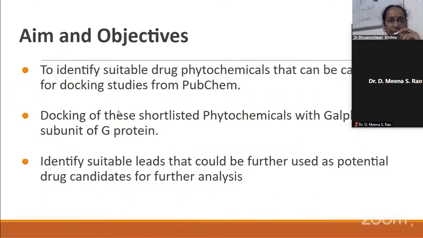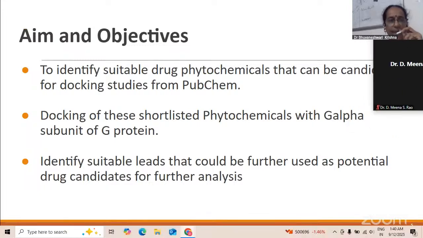So, what are the aim and the objectives? The aim is to identify suitable phytochemicals from PubChem that can be candidates for docking studies. Docking of these shortlisted phytochemicals with the G alpha subunit of G protein is another objective, and to identify suitable leads as potential drug candidates for further analysis.